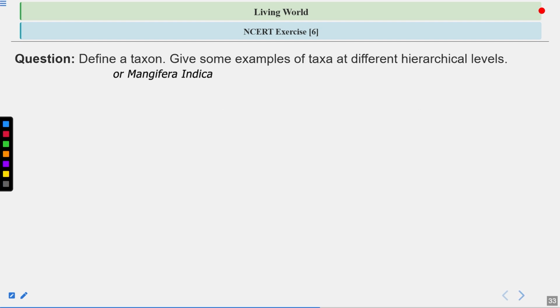Now let's discuss this question. Define a taxon. Give some examples of taxa at different hierarchical levels. So you know there is a ranking system. There is a hierarchy, starting from the lowest taxonomic group to the highest taxonomic group.